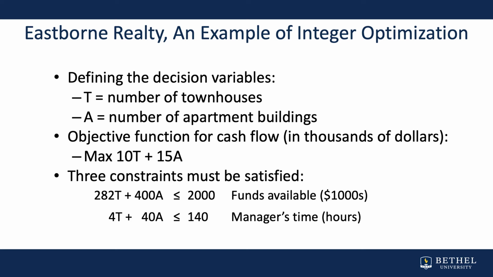Now we have the manager's time constraint that we have to put in there. 4T plus 40A has to be less than or equal to 140. So he only has 140 hours to provide maintenance for these buildings. The townhomes take 4 hours, and the apartment building takes 40. So those together, depending on the amount that you produce, has to be less than his available time of 140. The last constraint is related to the availability of townhomes. So T has to be less than or equal to 5, because there are 5 townhomes available.